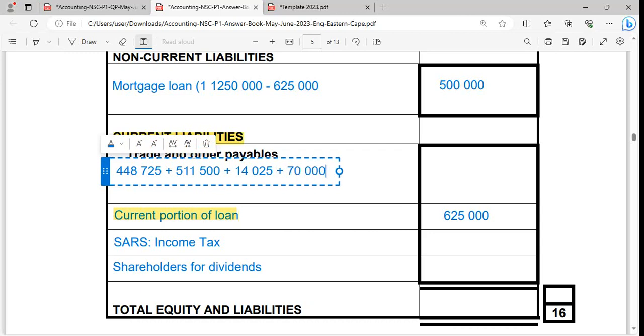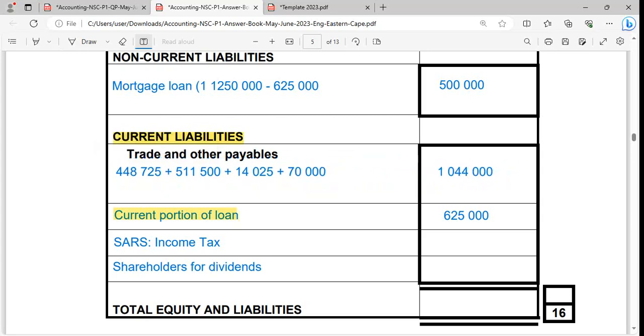So let's add all these, hit the calculator: 448,725 plus 511,500 plus 14,025 plus 70,000 gives a total of 1,044,000. So this is the total we get for creditors, trade and other payables.